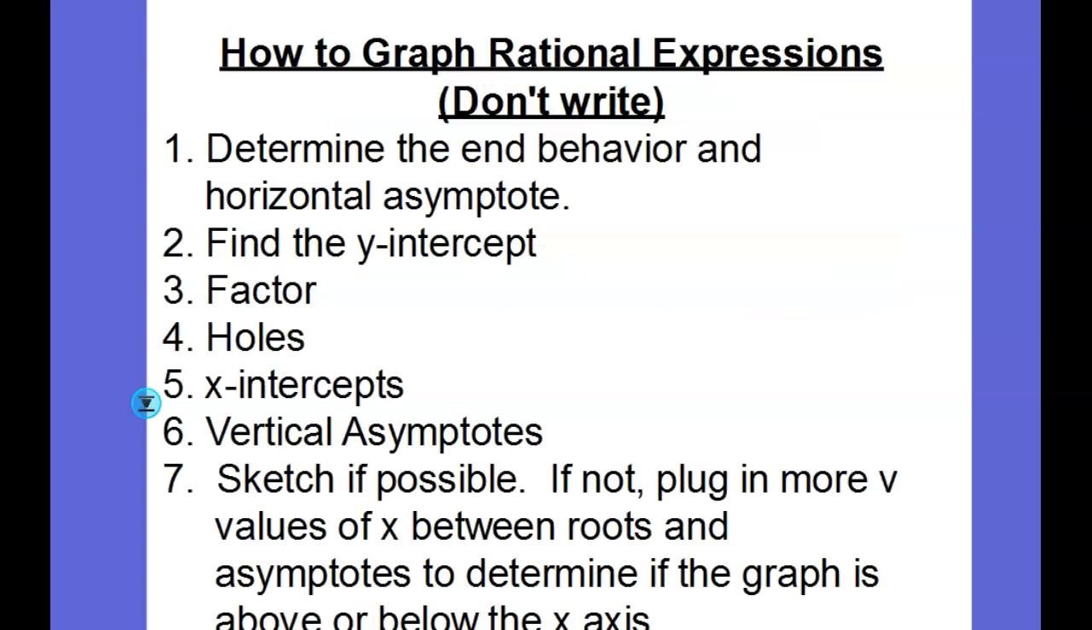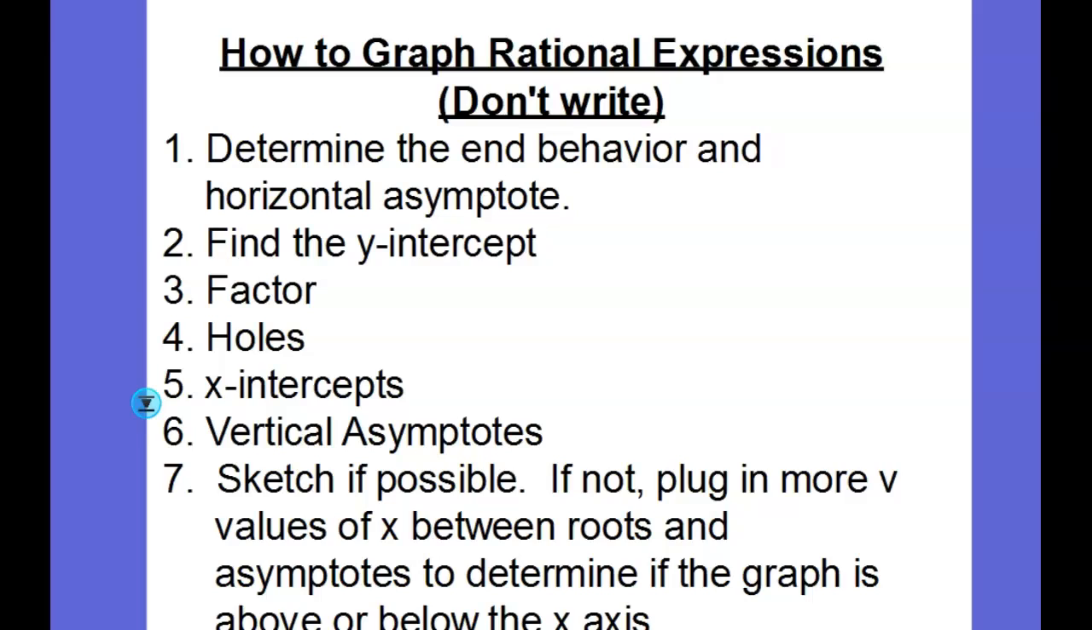But this is all the steps you have to go through. This is why it takes so long. Now, I don't want you guys to write this, because you're going to write it as we go anyway, so there's no point. But just to give you a nice overview, the first thing I'm going to ask you to do is determine your end behavior.